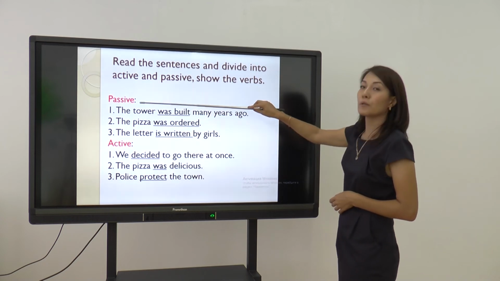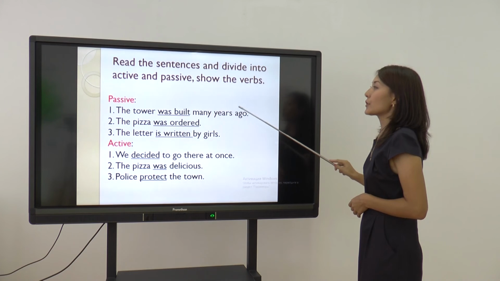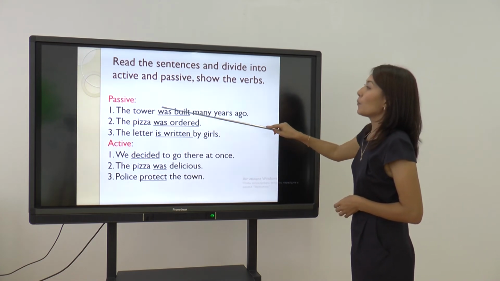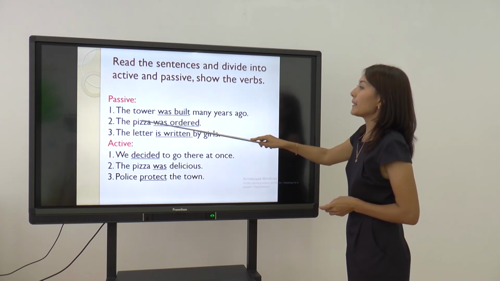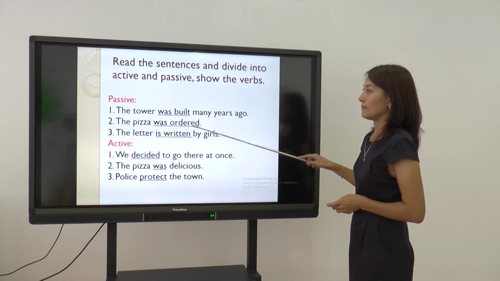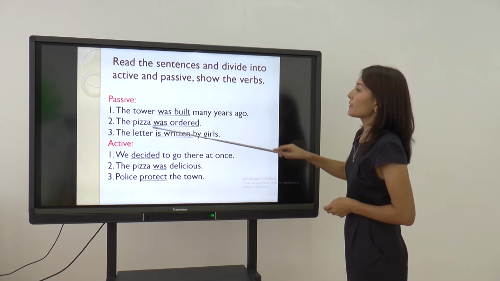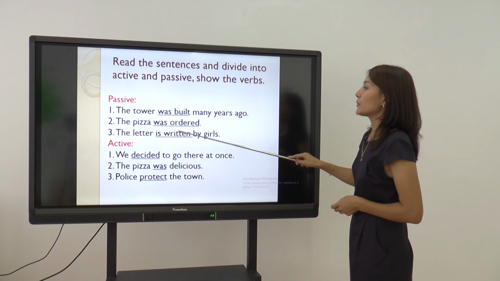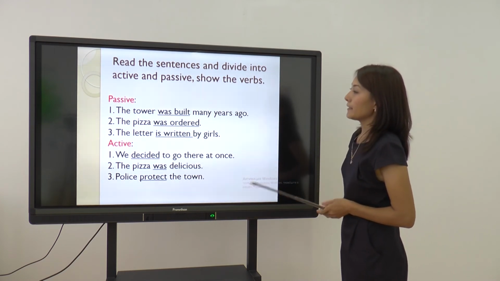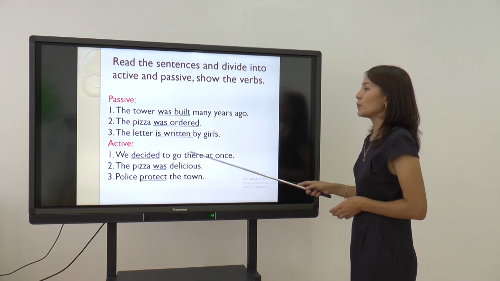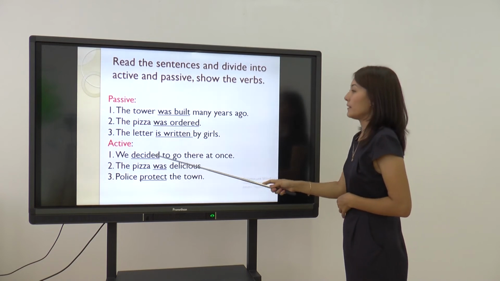First, we'll talk about passive. The tower was built many years ago. Was built. Good, passive. Next sentence. The pizza was ordered. It is in passive too. Was ordered. Good. And the third sentence here. The letter is written by girls. Okay, good. And active. We decided to go there at once. Decided. Who decided? We decided, yes.